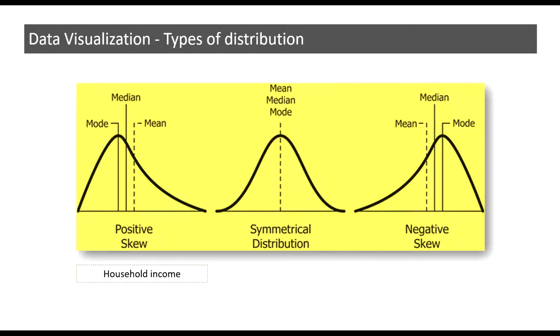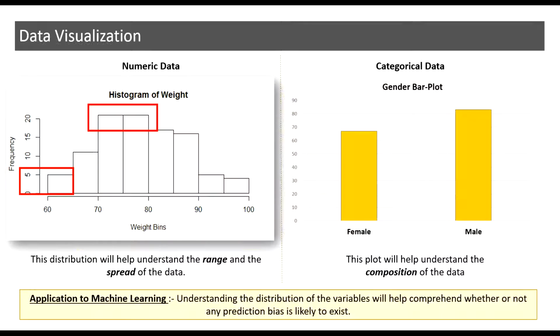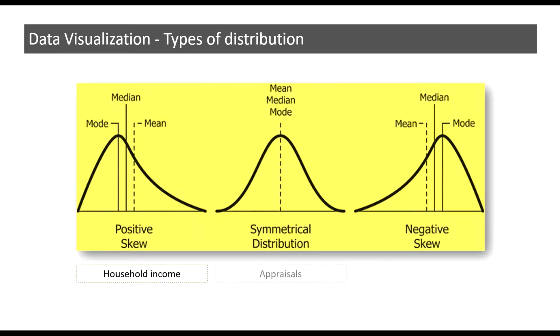Anyway, his income will skew the distribution heavily towards the right, hence the elongated tail towards the right. Now, let us move on to the next distribution, which is the symmetric distribution. As the name suggests, it is symmetric on both sides, so there's no skewness per se. An example of symmetric distribution would be appraisals in an organization. At least appraisals in my office are done in order to fit this distribution. Or even the distribution in the previous slide, which is the weight example, is also fairly symmetric, as you can see here. So this is also an example of symmetrical distribution.